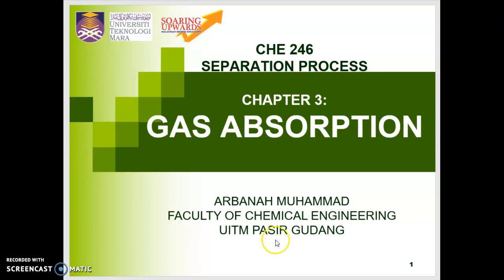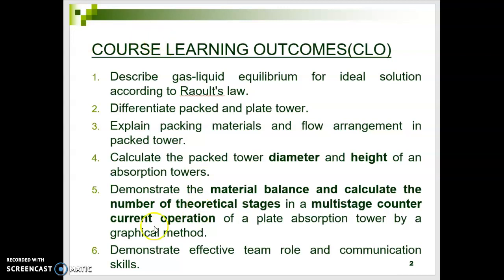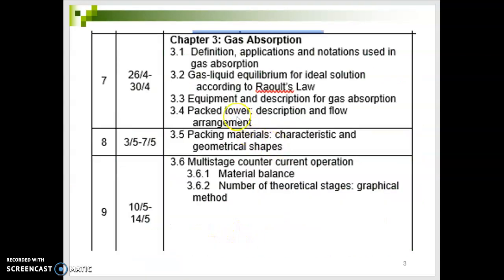We are still in chapter 3, gas absorption. So we have some course outcome to meet, which is number 5. We need to calculate the number of theoretical stages in a multi-stage counter-current operation. We are in the final weeks of this chapter.